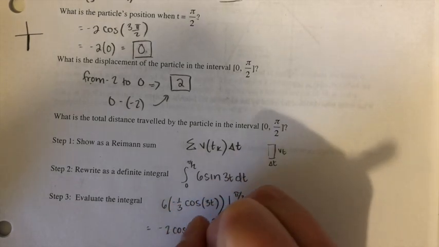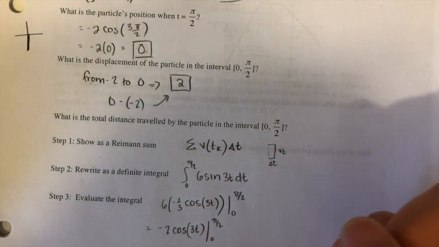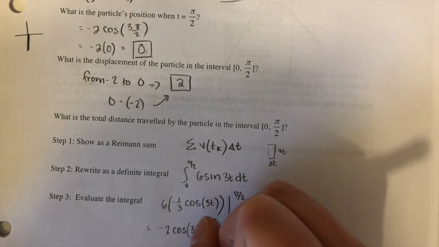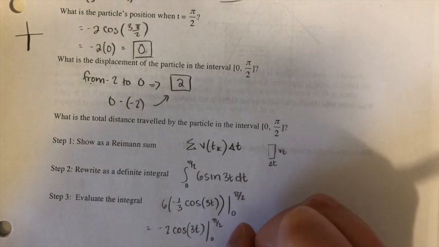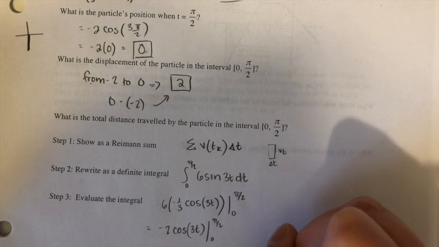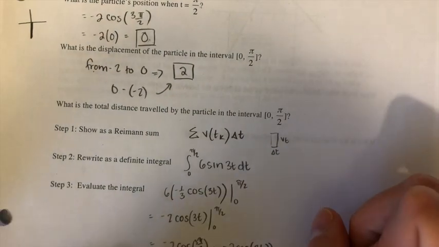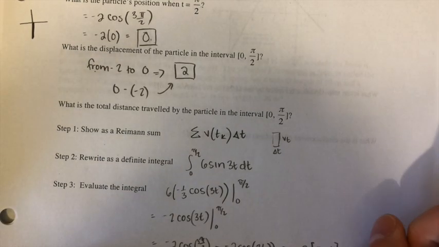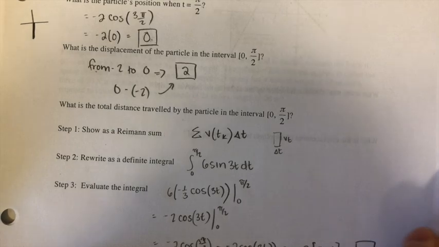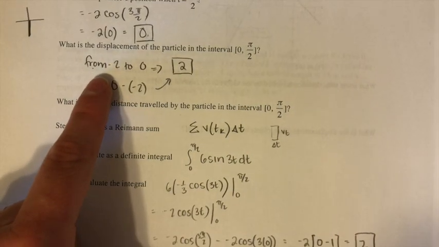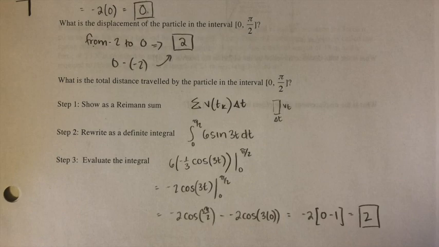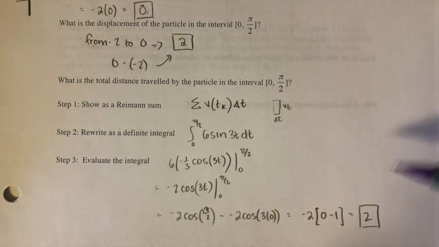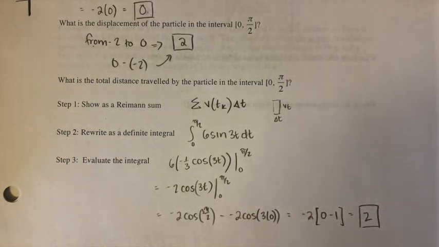So it's going to be negative 2 cos of 3t from 0 to pi over 2. So negative 2 cos at, sorry, 3 pi over 2 minus negative 2 cos of 3 times 0. So that's going to give us negative 2 times 0 minus 1. And there is that 2. Same deal as what we got up here. Okay, so stuff that we're familiar with, just kind of wrapping it all up together in all of the different ways that we've talked about it so far.